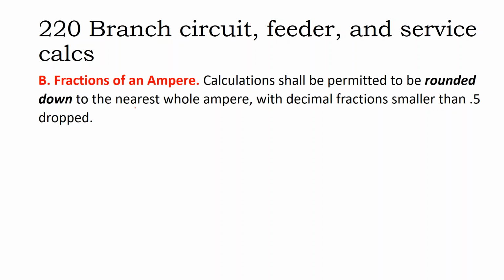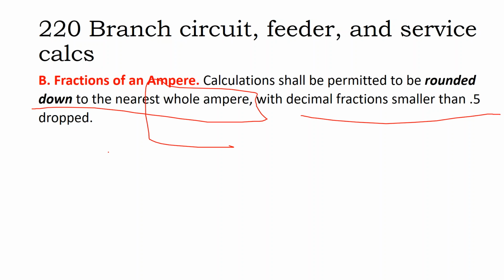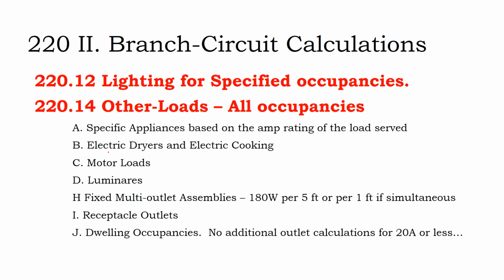Well, here it's actually defined in the National Electric Code. The calculations are permitted to be rounded down to the nearest amp. And then code trips on itself again and says with decimal fractions smaller than 0.5 dropped. Don't confuse yourself. You're allowed to round down to the nearest whole number when doing your calculations. Now, I like to carry the significant digits all the way through to the end and then round down. But you're allowed to round down to the nearest whole number. You don't have to get into fractions of an amp or fractions of a volt.